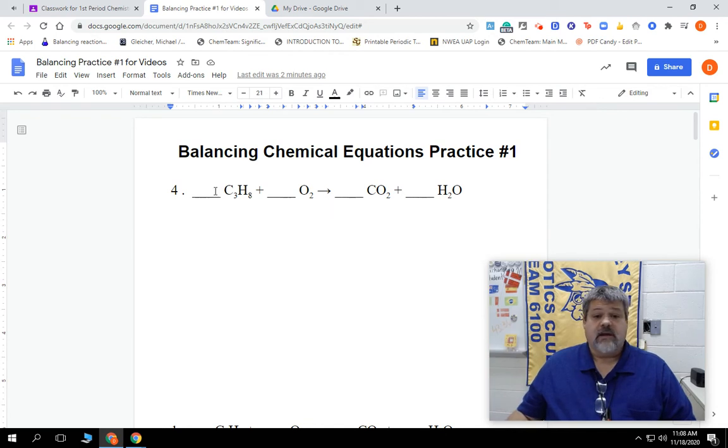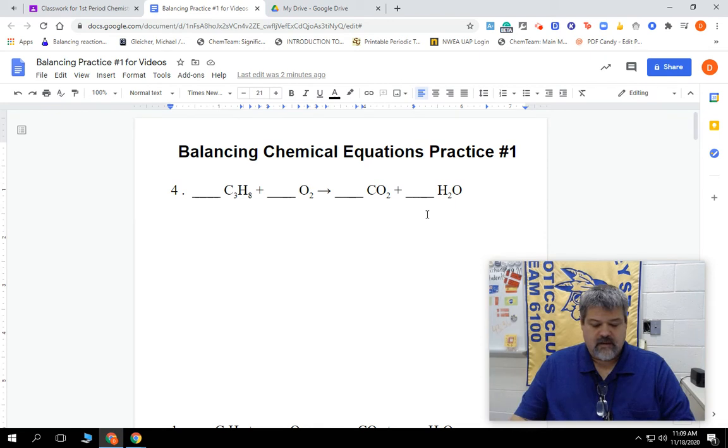First of all, I look at the problem, and I don't need to know the names at this point, but I do need to make sure I know each one of the elements. So I have carbon, hydrogen, and oxygen. And on this side, I have carbon, hydrogen, and oxygen. But notice I have oxygen in 2 different places. So we'll go ahead and put down what we have.